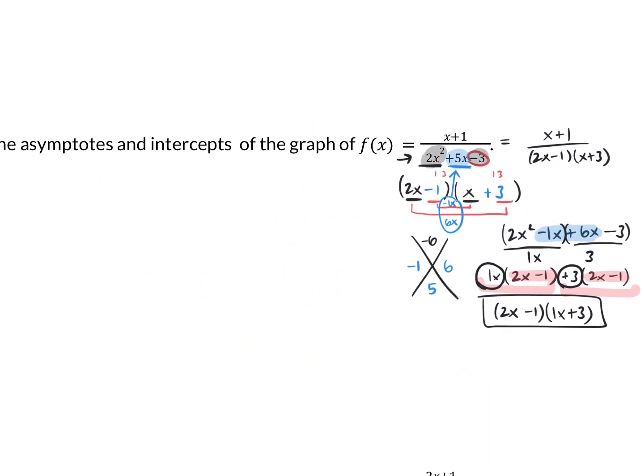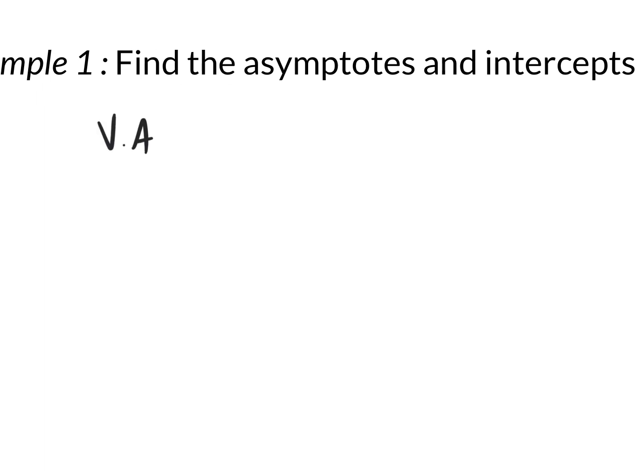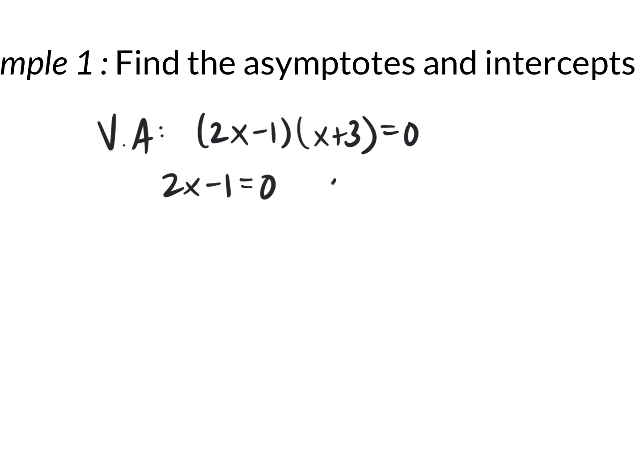My vertical asymptote. What do I do to find my vertical asymptote? What does it say on that previous page that we just looked at? Yeah. Set your denominator equal to 0, right? So I'm going to set those two factors that we just had, 2x minus 1 and x plus 3, equal to 0. Okay, zero product property tells me I can set either of these equal to 0 to figure out what my x value is. So I'm actually going to have two vertical asymptotes for this problem. And if I solve both of those, I end up with 1/2 and -3.